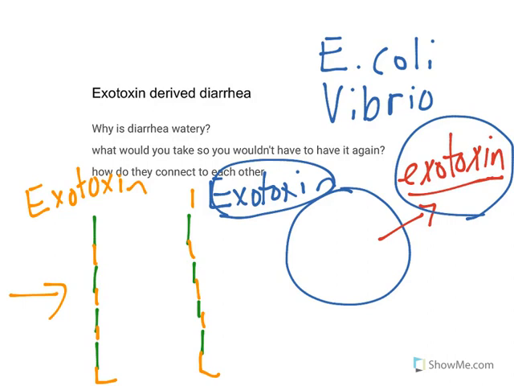And so what would it take so you wouldn't have to have it again? Don't eat stuff that has this exotoxin in it. And sometimes this exotoxin can be absorbed all by itself. It's a chemical. And so how do they connect to each other?